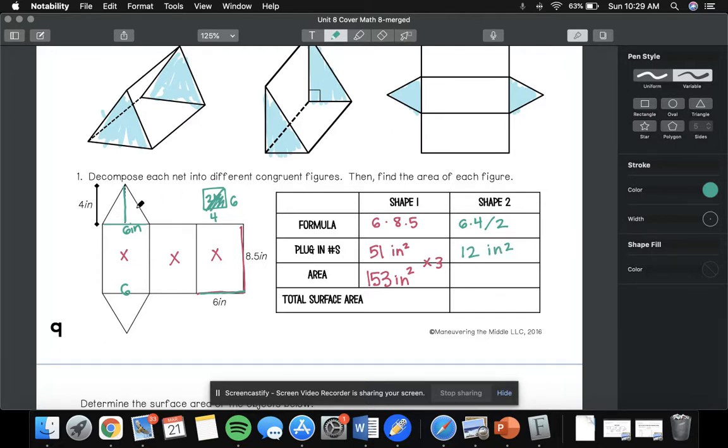Okay. Now keep in mind, we have 1 triangle, 2 triangles, so we are actually going to double it, and we get 24 square inches for both of the triangles. Then to find the total, we would add the areas together. So we have all of our rectangles, we have all of our triangles, and when we add 153 plus 24, we get 177 total square inches.